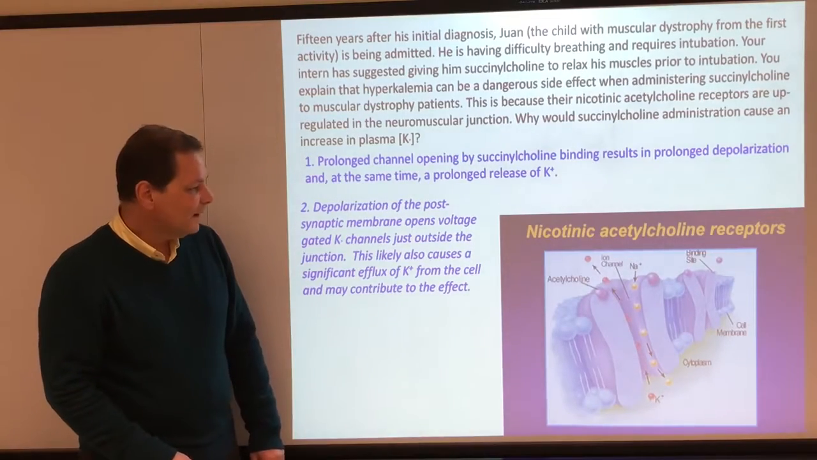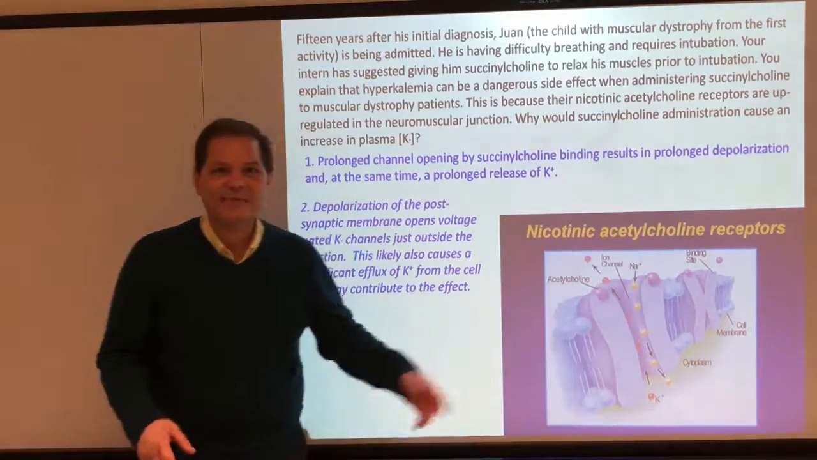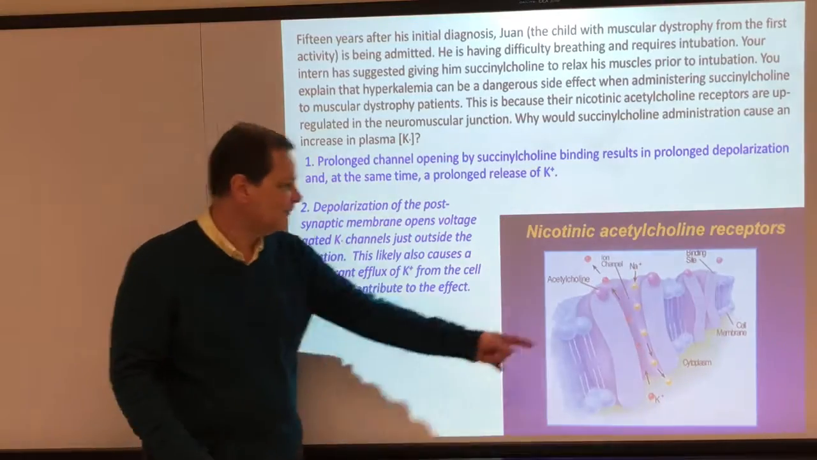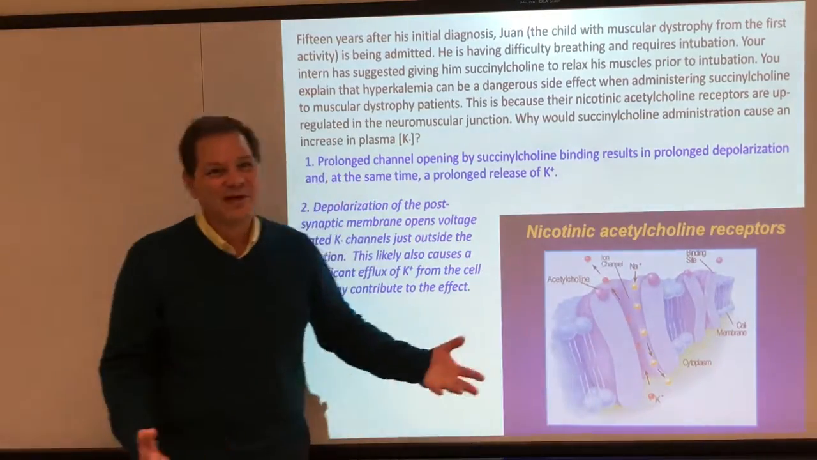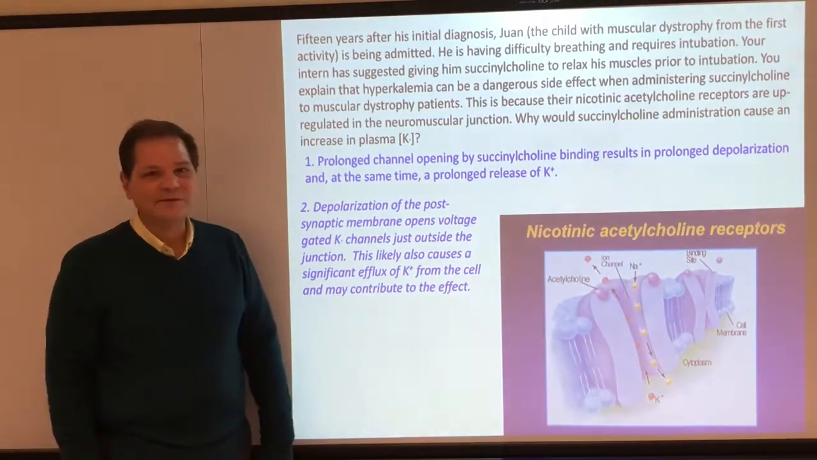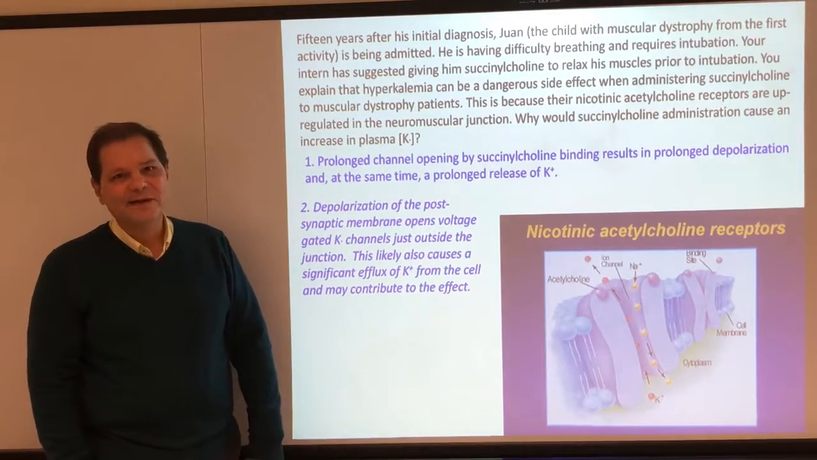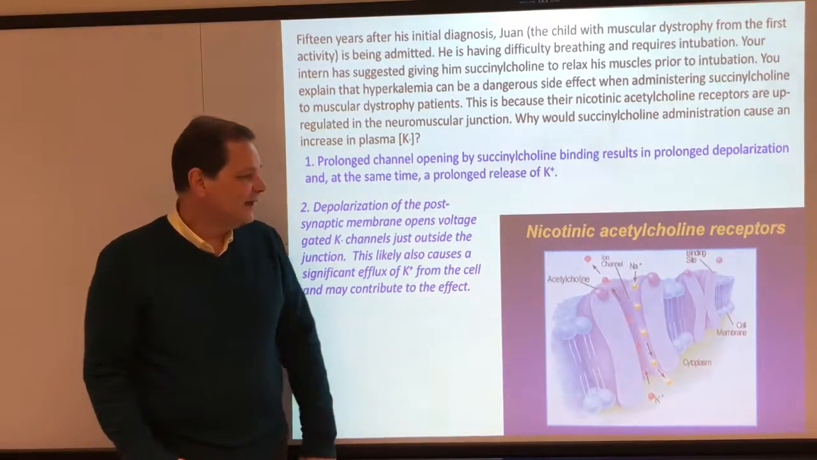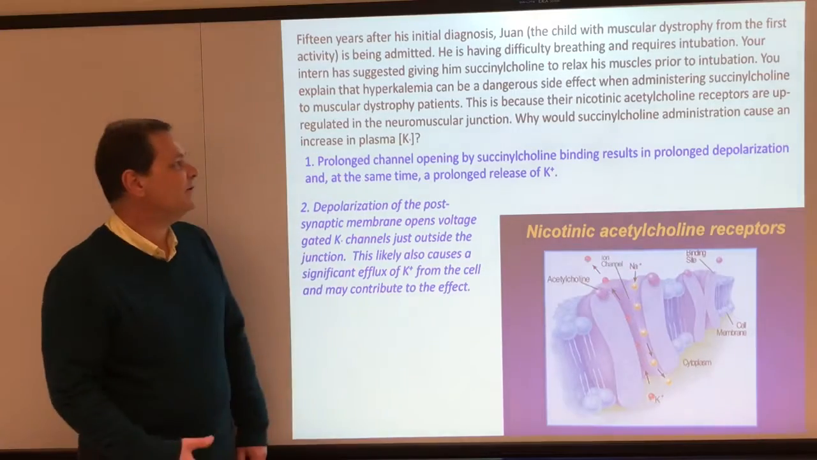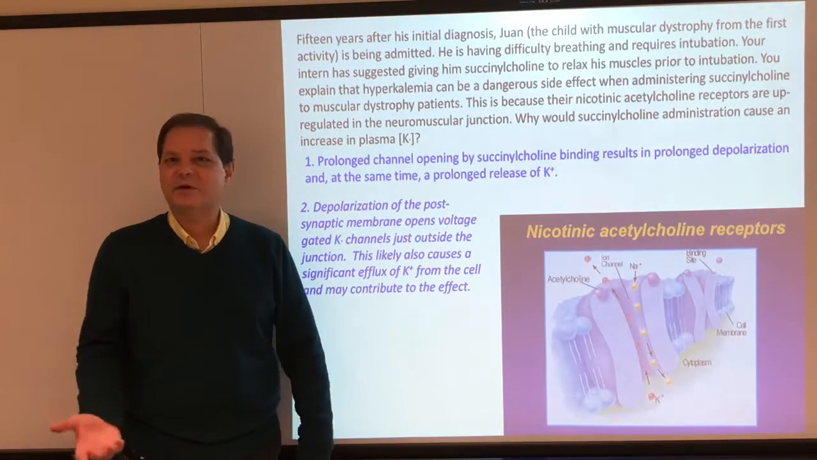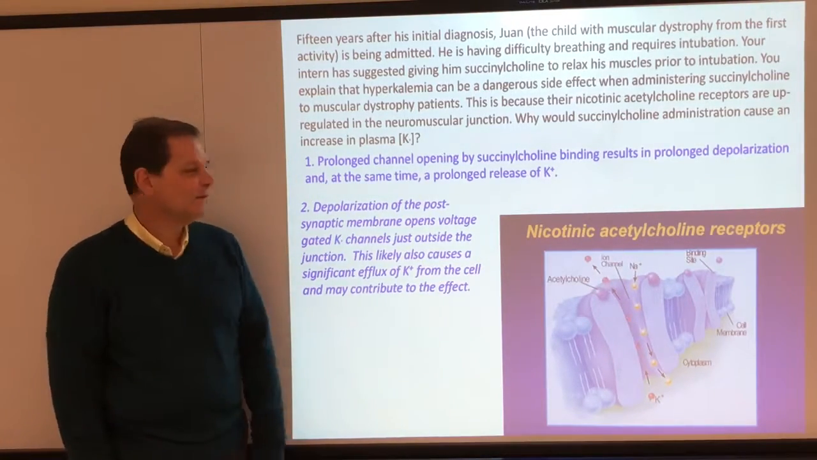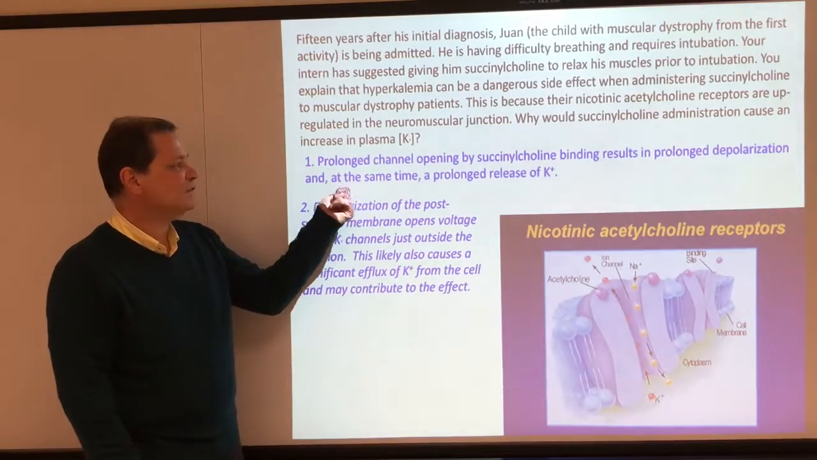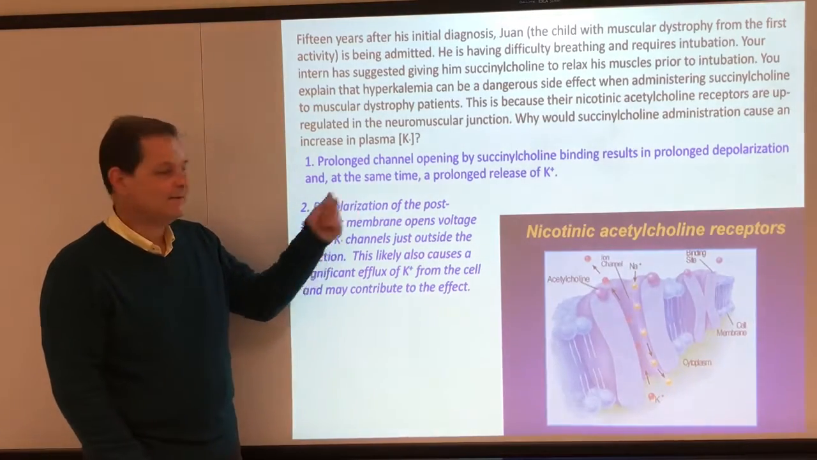So the potassium accumulates in the plasma, you get a hyperkalemia. Well, the more of these receptors you have, the worse the hyperkalemia. If you're a muscular dystrophy patient, then you've got a lot of them. And if you've got a lot of them, then you're going to get a severe hyperkalemia, and you run the risk of arrhythmias and all the bad things that come with hyperkalemia. Okay, so that's the major reason why you get the hyperkalemia.